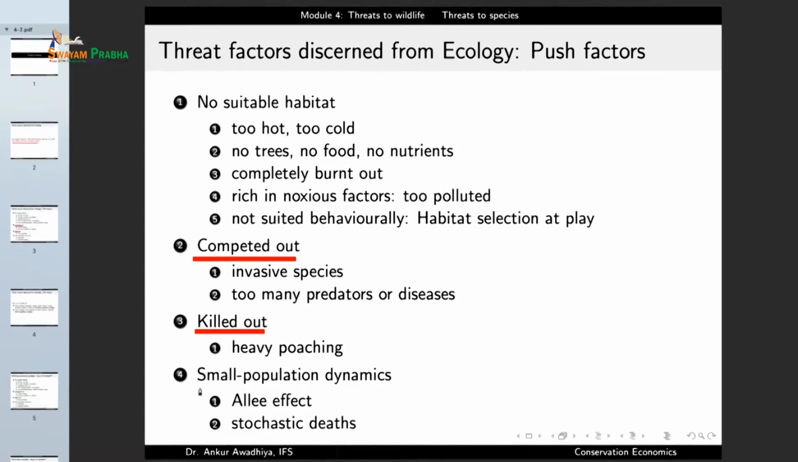Then we also have other push factors in the form of small population dynamics. Now, small population dynamics act when the population has already become very small. And these include things such as Allee effect or stochastic deaths. Now, Allee effect is an effect that occurs when the population size has gone down. Now, in the case of a number of species, the size of the population plays a very important role in how efficient this population and the individuals of the population are.